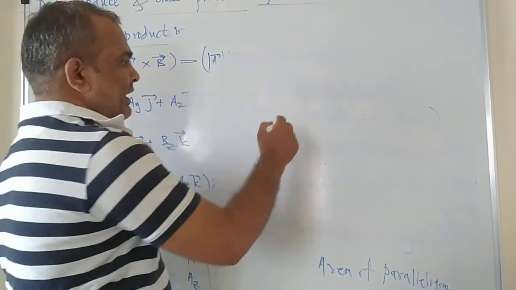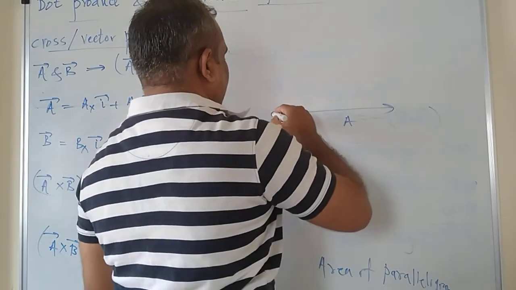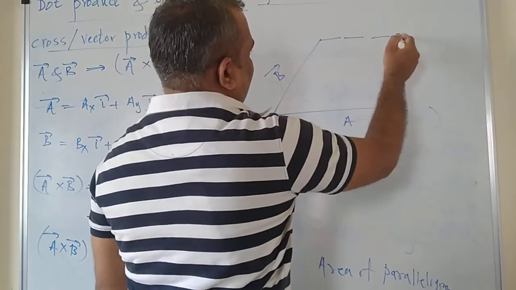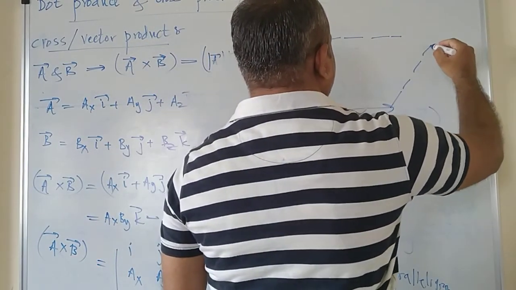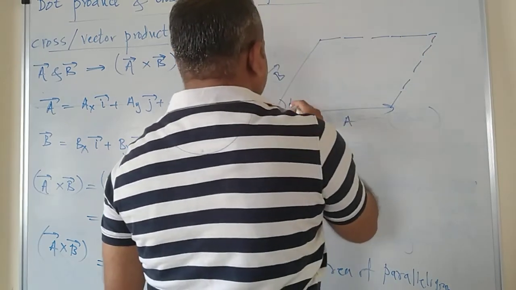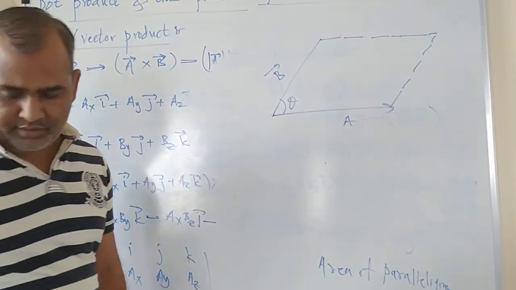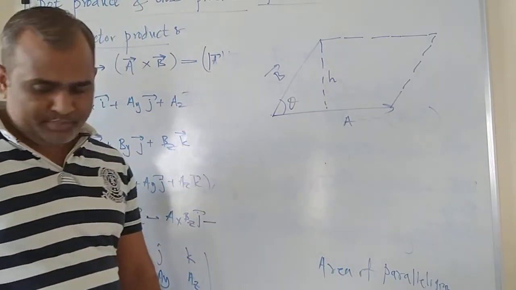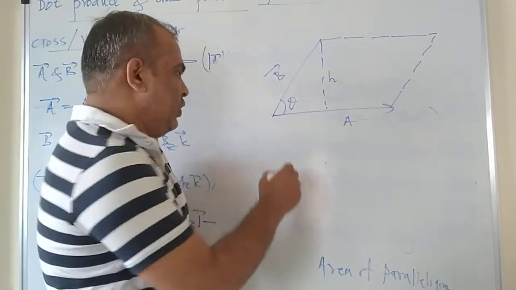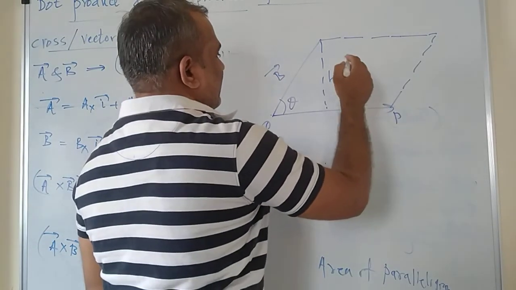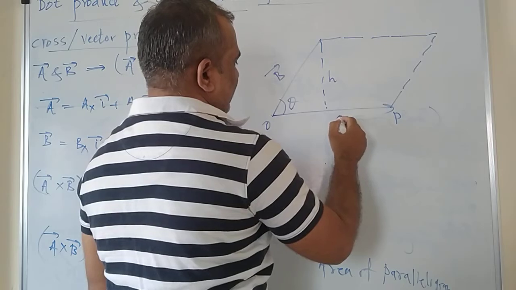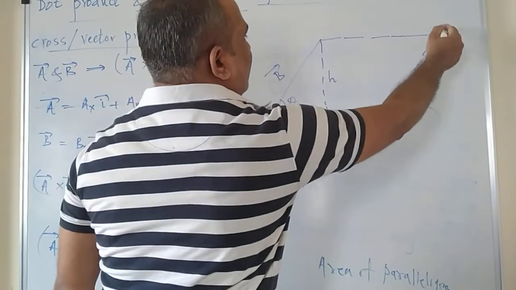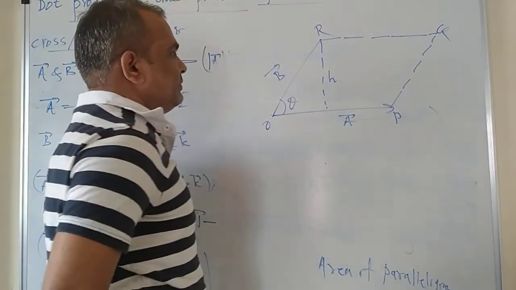So let's consider the vector a bar. This is vector a bar, and this is our vector b bar. Let's form a parallelogram. So suppose this is our parallelogram. This is the angle theta between these two, and this is the height h. Let me represent some points on it. This is O, this is P, and let us say this is A bar, this is B bar, and this is point Q, and this is R. Got it?